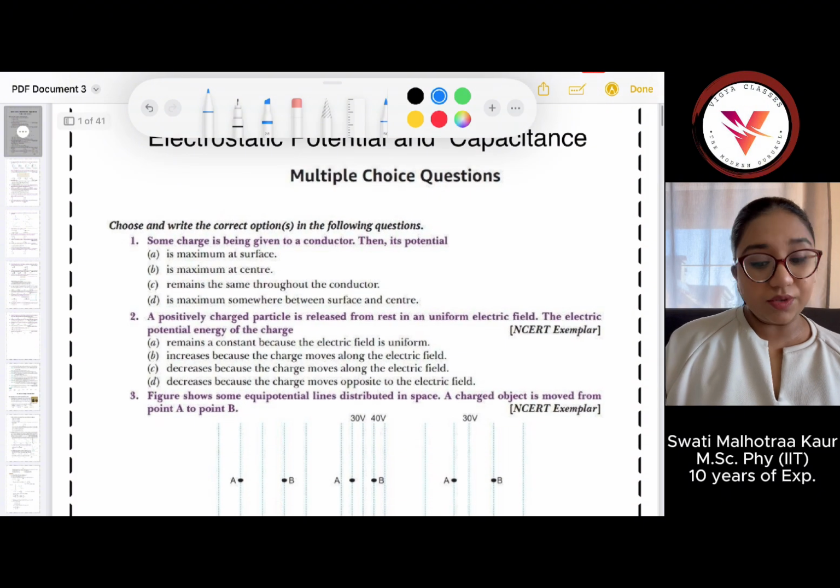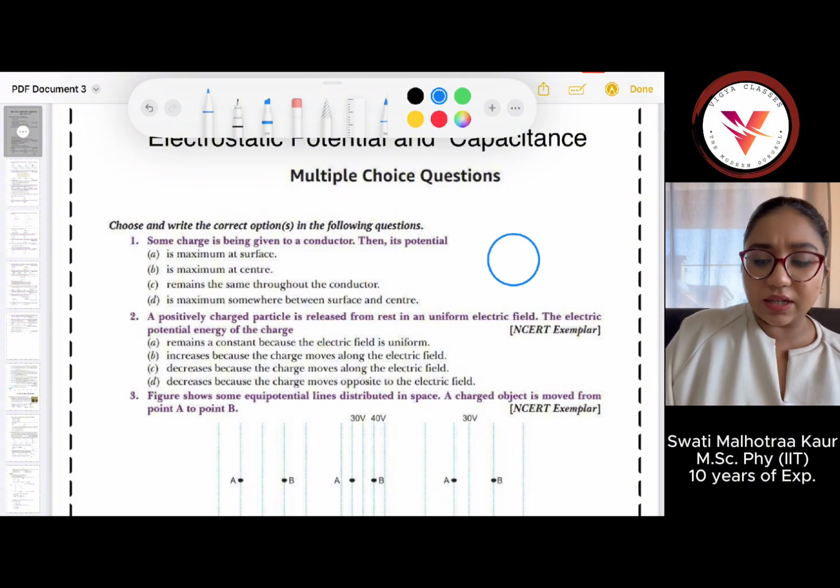Okay, students. So the first question is: some charge is being given to a conductor, then its potential is maximum at surface, is maximum at center, remains the same throughout the conductor, or is maximum somewhere between surface and center. See, the potential remains the same throughout the conductor.